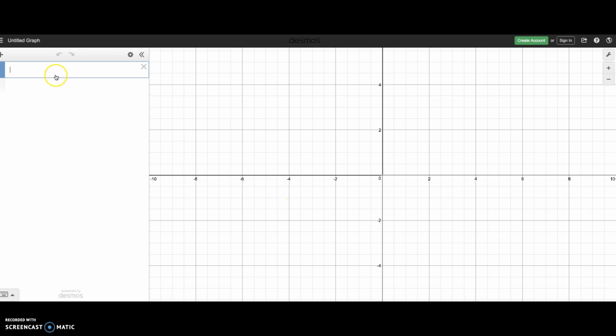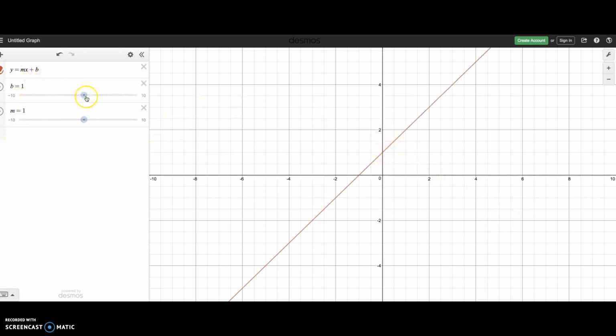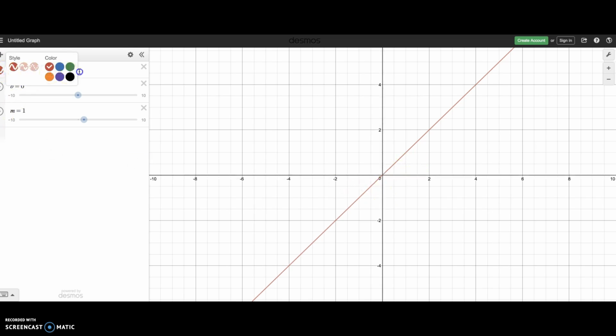Okay, now let's go to the graphing calculator and see how those things work. So first of all, let's type in y equals mx plus b. And we're going to add sliders just so we can see what's going to happen if we adjust these variables. So here's our main equation. We can change the color by clicking and holding on the color button. So maybe we want to make it blue or purple. It changes the color.